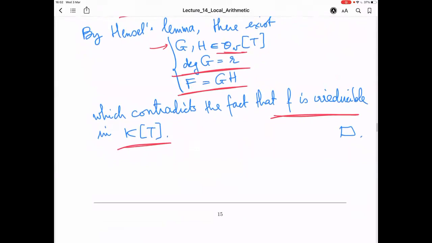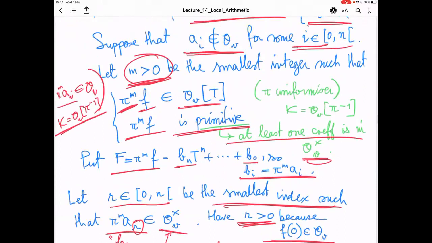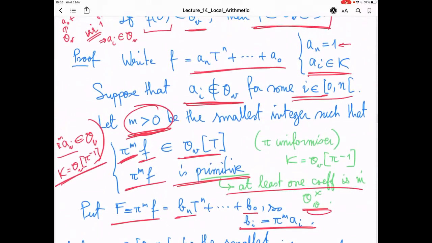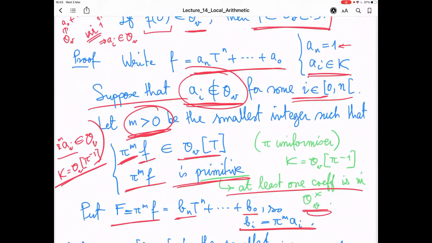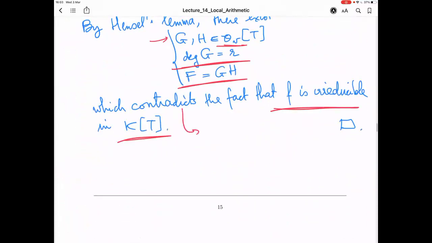Why did we get this contradiction? We got this contradiction because at some point we must have assumed something which is wrong. And what did we assume? We assumed that these AIs are not in OV. At least there's some I for which AI is not in OV. So this contradiction gives us that AI is in OV for all I, and this is the same as saying that F is a polynomial with coefficients in OV.